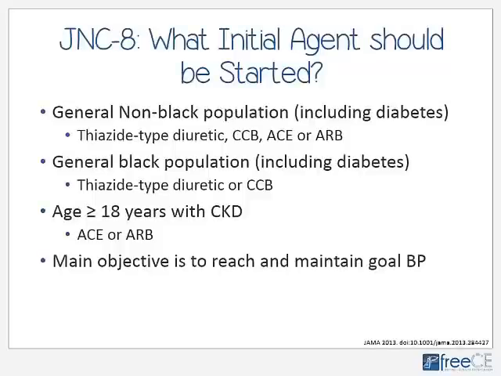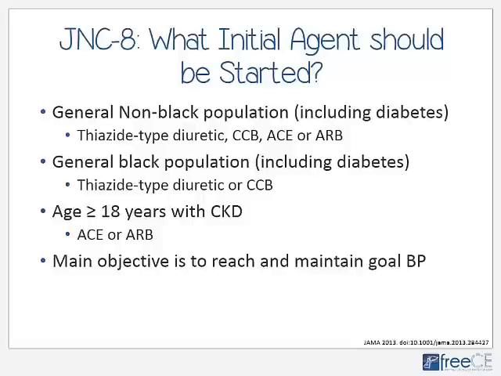So to summarize what JNC-8 says about what initial agent should be started in our patient populations, the general non-Black population, including those with diabetes, should use either a Thiazide-type diuretic, calcium channel blocker, an ACE, or an ARB. So that's a little bit different from our previous compelling indications. The general Black population, including those with diabetes, should use a Thiazide-type diuretic or a calcium channel blocker. Patients with chronic kidney disease should be started with an ACE or an ARB first.